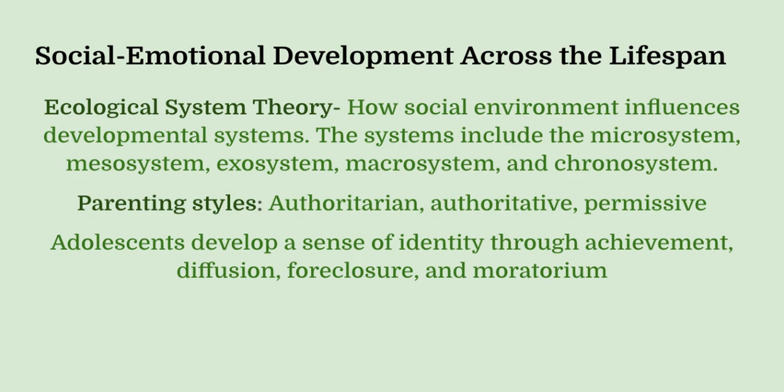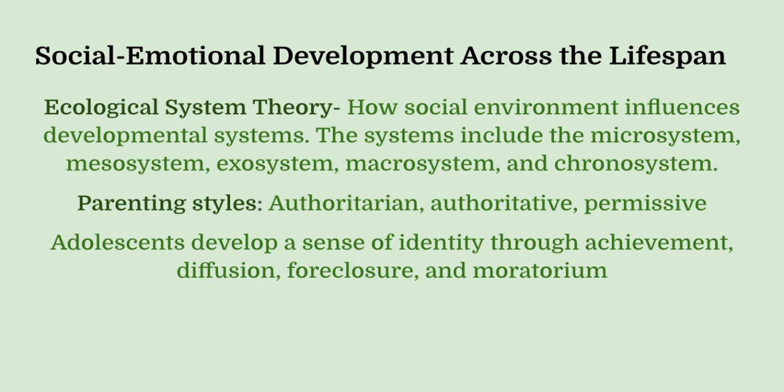The ecological system theory is how social environments influence development. These systems include the microsystem, which is the most immediate environment like family, school, friends, work. The mesosystem is the links between the microsystems, like your home, school, family, and it's the network of relationships. The exosystem is the indirect factors in one's life, like your parents' workplace. And the macrosystem is the cultural events that affect individuals. And the chronosystem is your current stage of life.